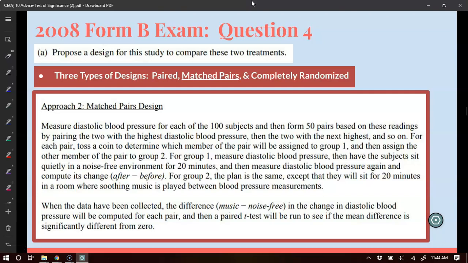The second sentence for group 1, they are now defining what group one is, and the subjects that are going to be in there. And then they also do the same thing for group 2. Notice they're also describing the subtraction, after minus before. They're looking at the change, and they also are writing down how it is being subtracted. So that's important. Even down here, we're looking at the difference, music minus noise free. So we do see a matched pairs design. You can read through that to see what is needed. I do like how they address the randomization in part 1.